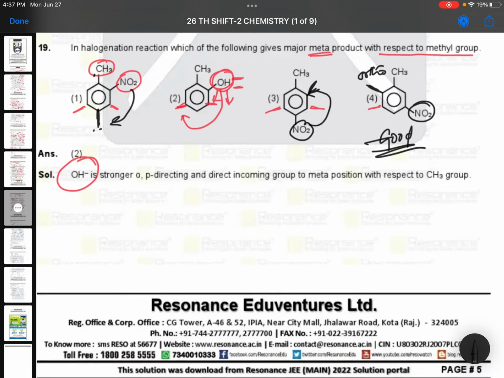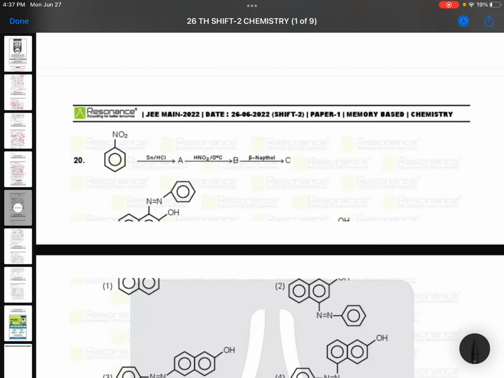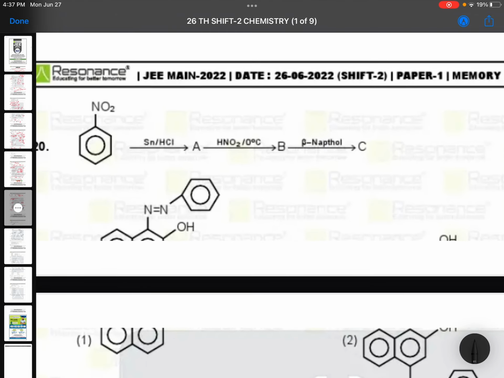I consider this a good question. Good question means not much, no need to think much. This is a very, very important reaction. You see, nitrobenzene with tin and HCl gives aniline, then at 0 to 5 degrees Celsius this is benzene diazonium chloride. Very, very important. You can see.